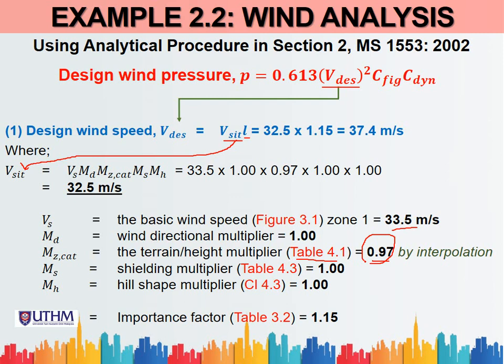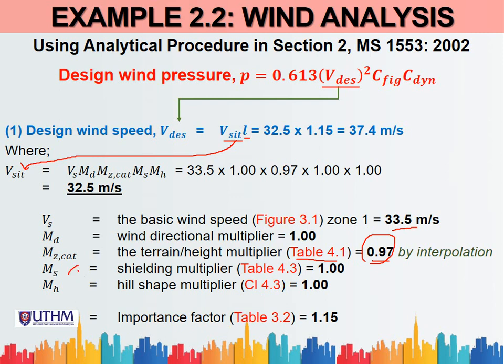Okay, the level number 7. Because total level number 7 is totally 25 meters. So it is the same. Okay, so the MS here, the shielding multiplier, refer to table 4.3, is equal to 1. MH is the hill shape multiplier, clause 4.3. And the importance factor, table 3.2.